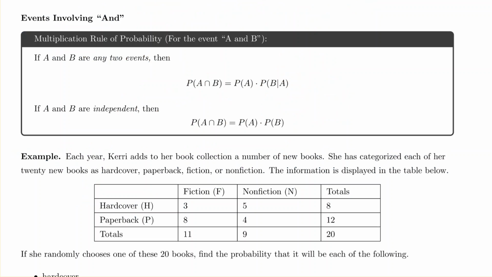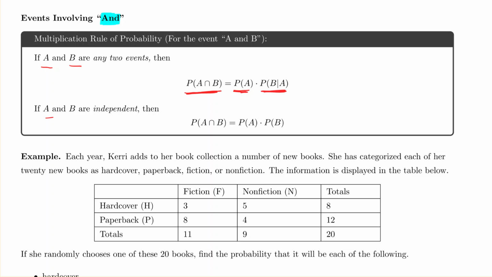So let's look at the probability of events involving and. We saw or before, now we're looking at and. So and is multiplication. We're using the multiplication rule of probability. And or was addition. So for multiplication, if A and B are any two events, then the probability of A and B equals the probability of A multiplied by the probability of B given A. The conditional probability we learned.